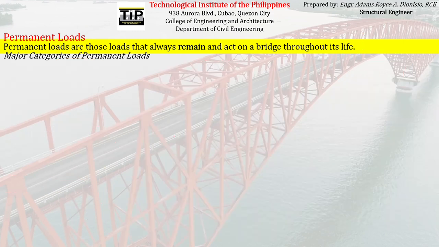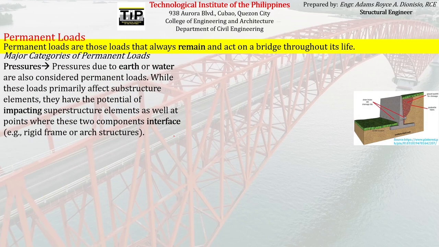Let's now move on to the next major category of permanent load, which are the pressures. So ano ba yung pressures na sinasabi natin? Pressures due to earth or water are also considered permanent loads. Okay? So aside from the dead loads that we have discussed a while ago, the pressures due to earth or water are also considered as permanent load simply because hindi man sila part ng bridge as a whole natin, ang nangyayari throughout the life of the bridge, existing pa rin naman sila na nakaka-affect doon sa bridge natin.